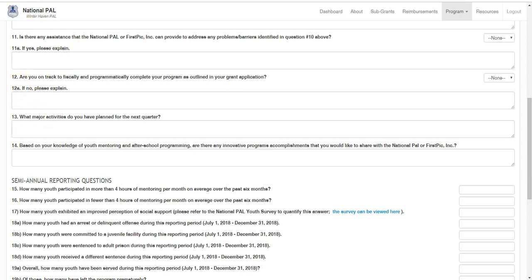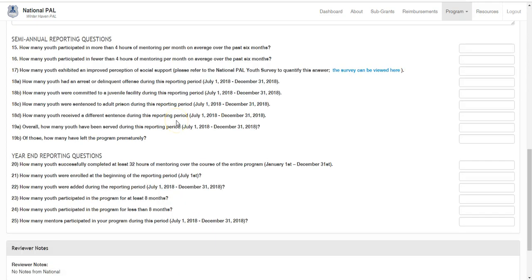So moving on to the next set of questions, of course, you'll see these ones are a bit different than your regular monthly reporting questions. Starting with number 15, how many youth participated in more than 4 hours of mentoring per month on average over the past 6 months? For most folks, that means meeting and doing mentoring for 1 hour every week, or participating in mentoring for 2 hours every other week.